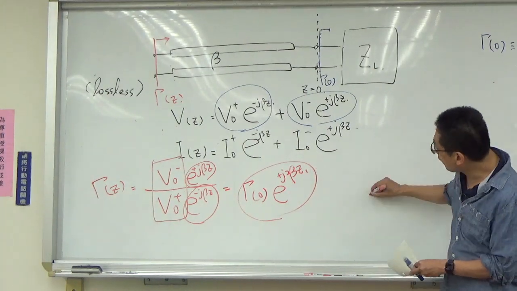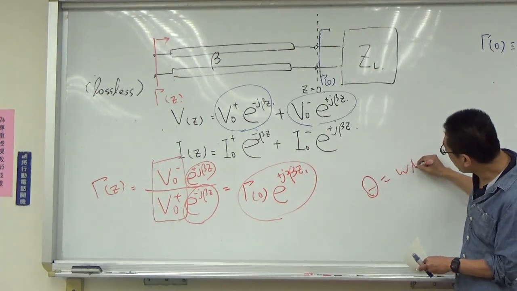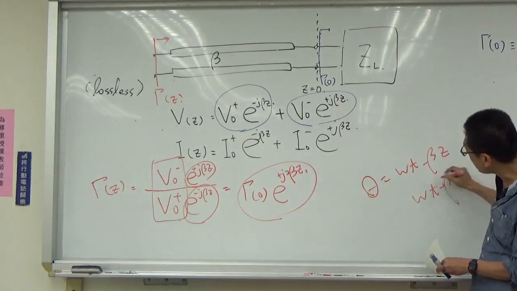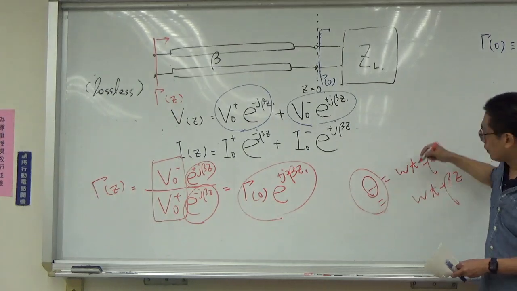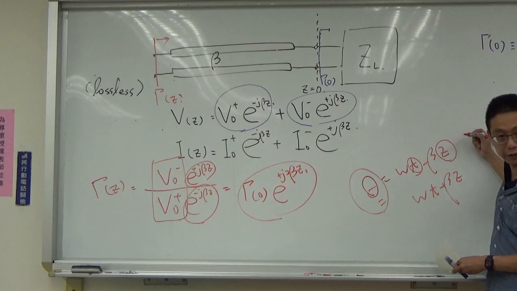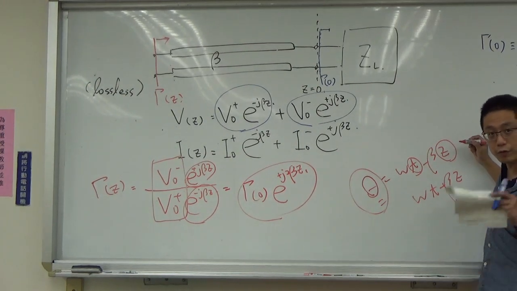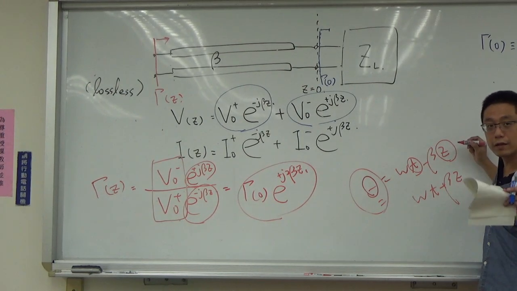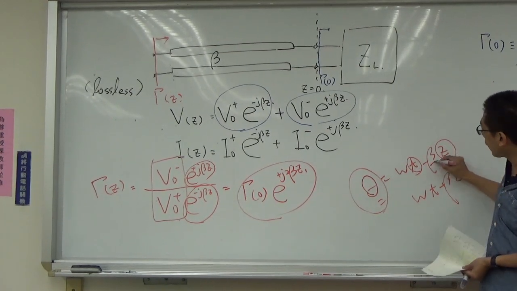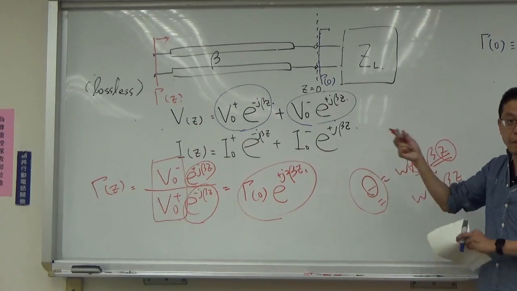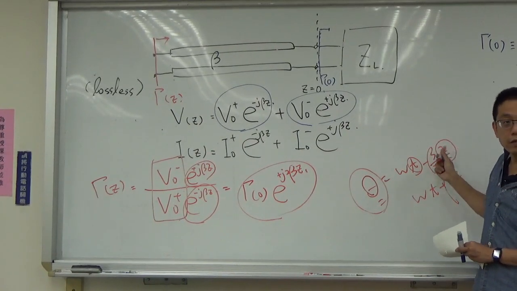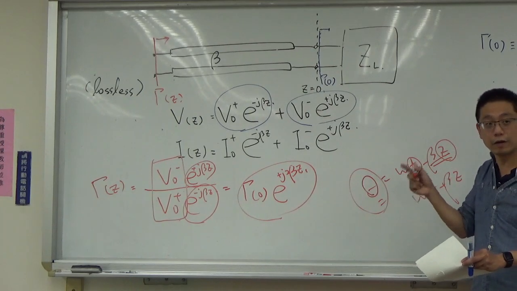Remember, the phase equals omega t minus beta z or omega t plus beta z. This is a phase. You have a contribution from time, and you have a contribution from your distance. If you don't look at the time, you look at only the distance, your space. Beta z is your phase shift. Okay?